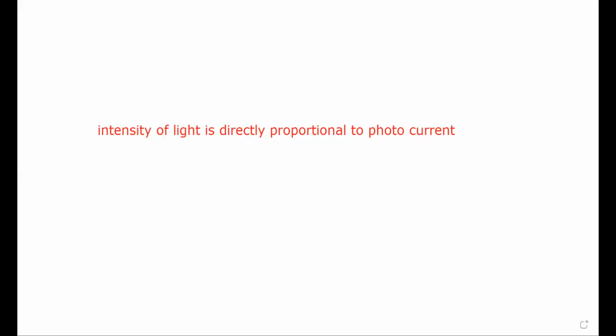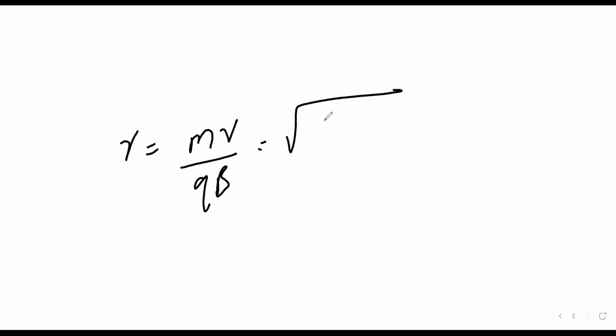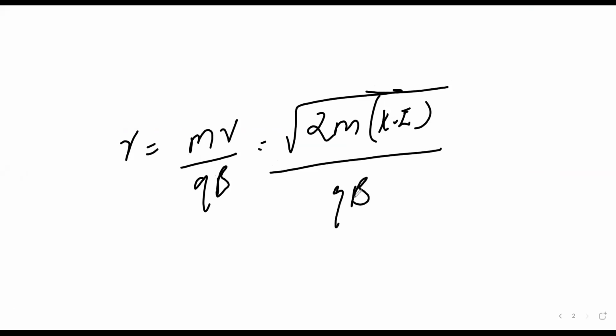Yes, see, there is a relationship. I think I don't know whether it is there for you. Fine. So magnetic field and the kinetic energy. So R is equal to what, basically? MV by QB. Correct? This is basically root 2 M kinetic energy by QB.